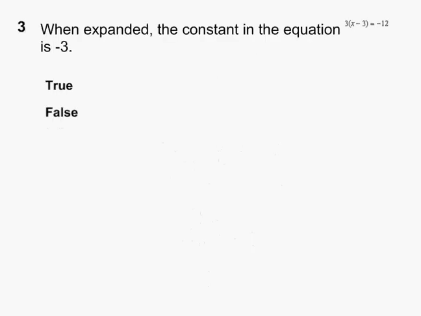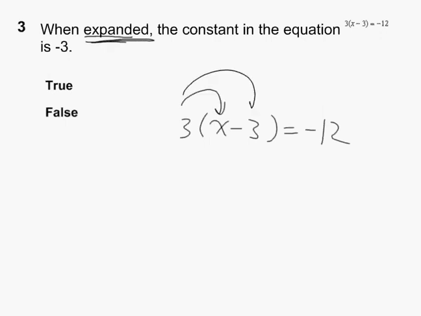In question 3, when expanded using distributive property, the equation 3x minus 3 equals negative 12, the constant will be negative 3. If I look at this and ask what the constant is right now, some people know the constant is the part of the equation that isn't attached to the variable, and they might say yeah, that's what it is. But then it says when expanded. So we're really going to expand this. We have 3 groups of x minus 3, which would be 3x, and 3 groups of minus 3 would be a total of negative 9. So the answer is false. The constant's really negative 9 when expanded.